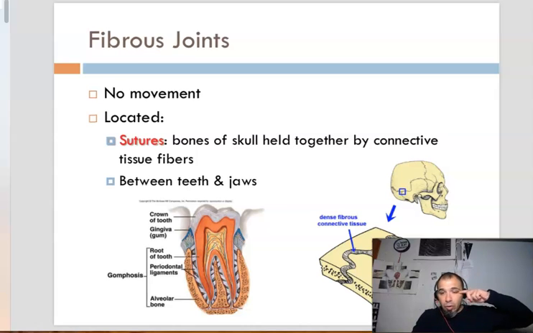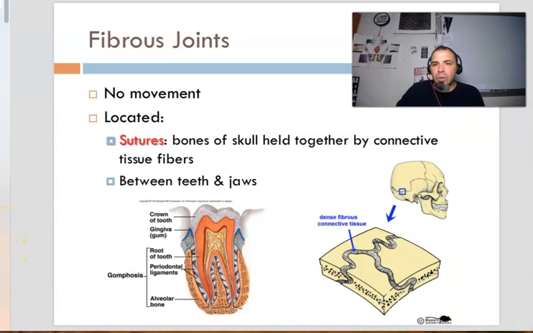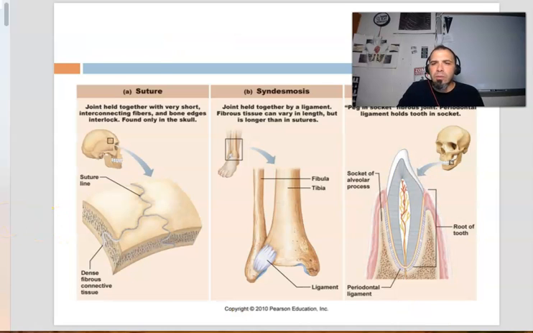So there's your fibrous joint. There's some examples. There's no movement. These tend to be like the sutures, so the bones of the skull held together by connective tissue, and then also between the teeth and the jaws. And so here's some more examples.